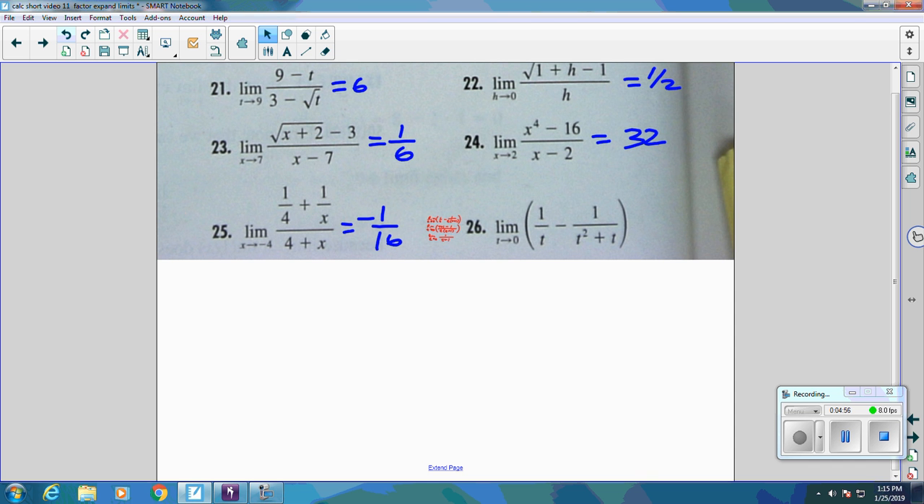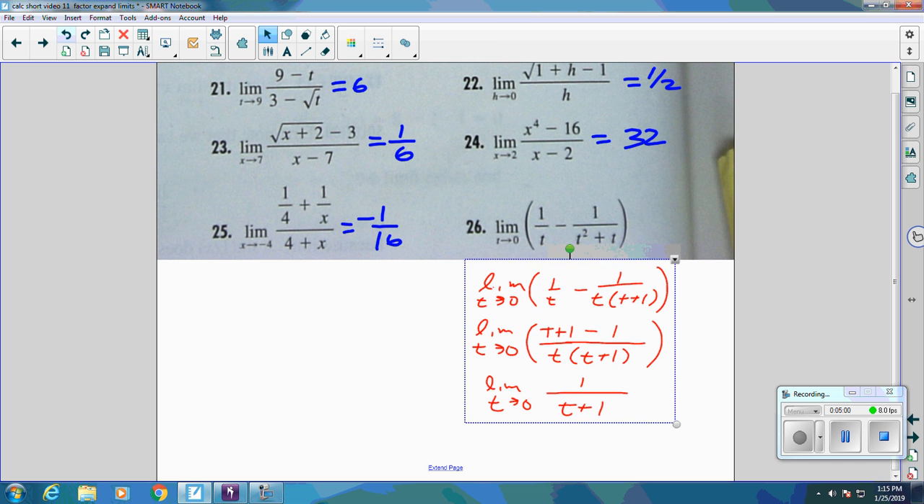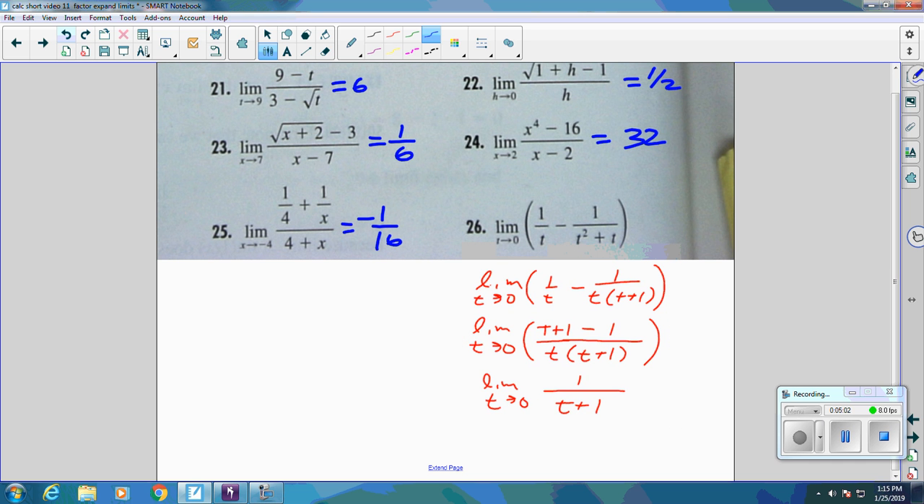26, the same thing. You have 2 terms. You really have to have a single term to evaluate limits. So the first thing I do, always factor first. Get the t out of there. That's what I do in step 1. Then the common denominator is t over t plus 1. When I do that, the 1's cancel. I have t over t, which turns into this, and I plug in 0. 1 over 1 is 1.